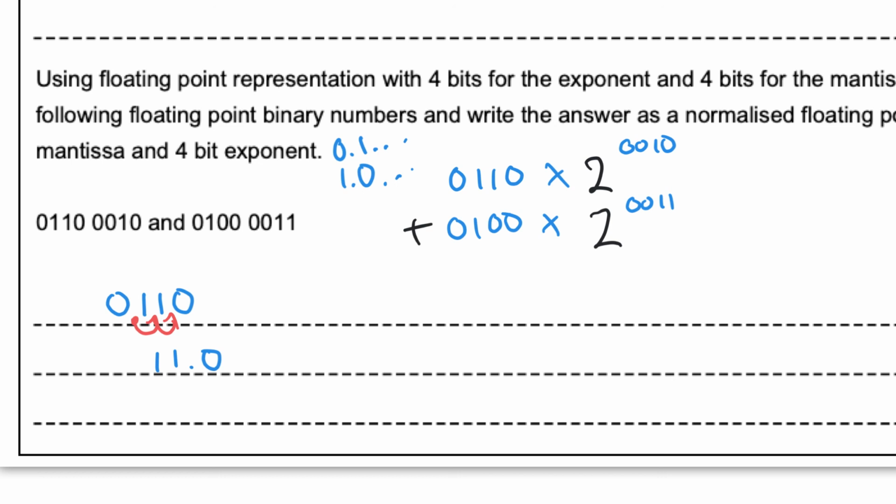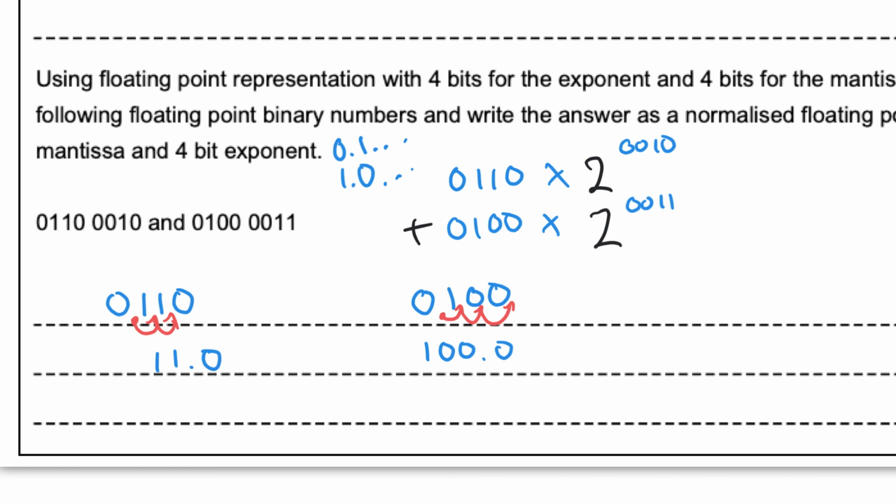Let's do the same thing over here. 0, 1, 0, 0. Where's the point? Between the first two. What am I going to do differently with this one? Going to move the point right 3 times. Why 3 times? Well, this time because the exponent was 3. And therefore I can write down underneath it what it would be. It would be 1, 0, 0, dot 0.